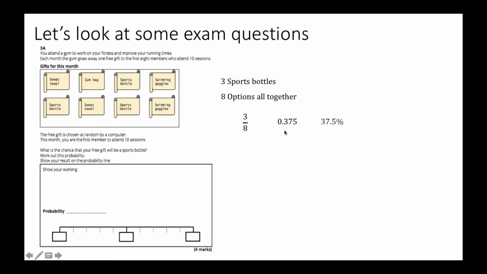0.375. Okay? Or 37.5%. On my probability scale, my probability will go there as a percentage, or you could have written it as a fraction or a decimal, doesn't matter. And then my probability scale will be 0, 0.5, 1, and then my 0.375. Now, I know that this is 0.5, so this would be 0.4, 0.3, so 0.375 must go somewhere about there. Okay, it doesn't have to be perfect, it just has to be around about.